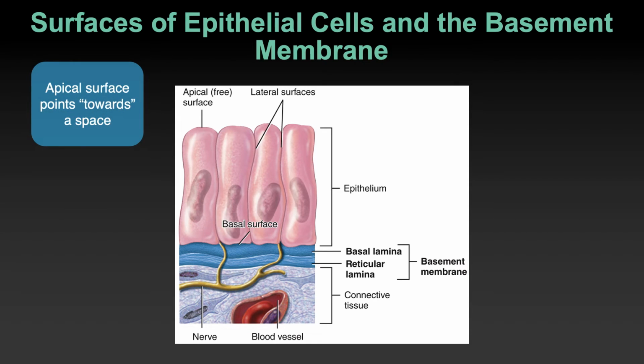From the top down, the outside surface pointing away from the body is called the apical surface. This surface can point out to the room if it's on the skin. It can point into the stomach if it's the lining of your stomach. It can point into the abdominal cavity. It could point into a blood vessel. It's pointing away from the body into a space. That's the apical membrane or the apical surface.